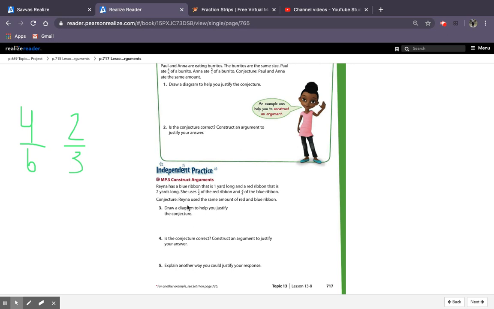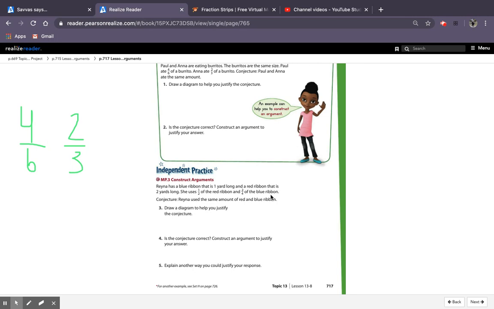So down here, for 3, 4, and 5, we're going to use this third problem. It says Raina has a blue ribbon that is 1 yard long and a red ribbon that is 2 yards long. She uses half of the red ribbon and 2/4 of the blue ribbon. Conjecture: Raina uses the same amount of red and blue ribbon.